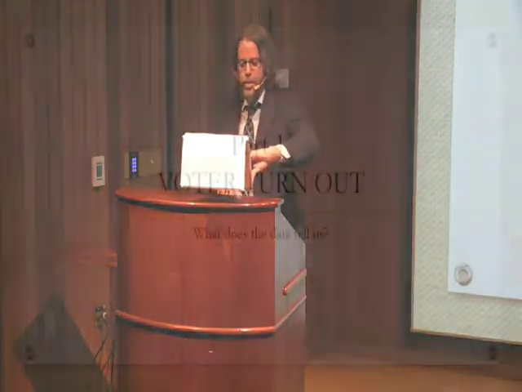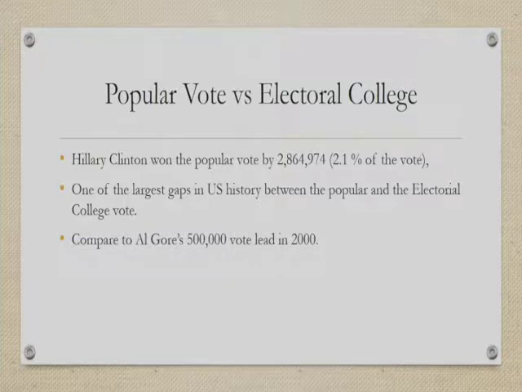So let's start with number one, voter turnout. What does the data tell us? I got a tremendous number of emails when this was announced across the college to remind everyone that Hillary Clinton did actually win the popular vote. I got about 25 emails. So she won the popular vote by nearly 3 million votes, or 2.1% of the overall vote. This is one of the largest gaps in US history between the popular vote and the electoral college. You have to go all the way back to about 1886 for a larger gap. Just to give us a recent comparison, in 2000, Al Gore won the popular vote and Bush won the Electoral College, but the gap was only about 500,000 votes. So that gives you a kind of scale of the difference.